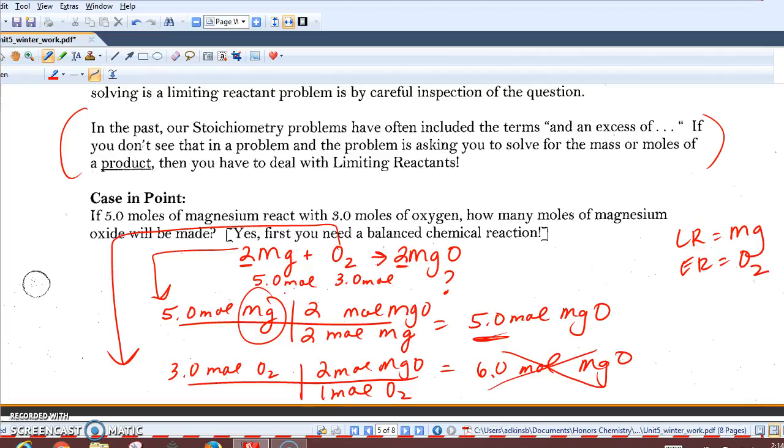So it can be a little deceiving because sometimes students look and they say, oh, well, that has 5 moles and this has 3 moles. That's less, so O2 must be limiting. But it's not just about that. It's about the mole-to-mole ratio as well.